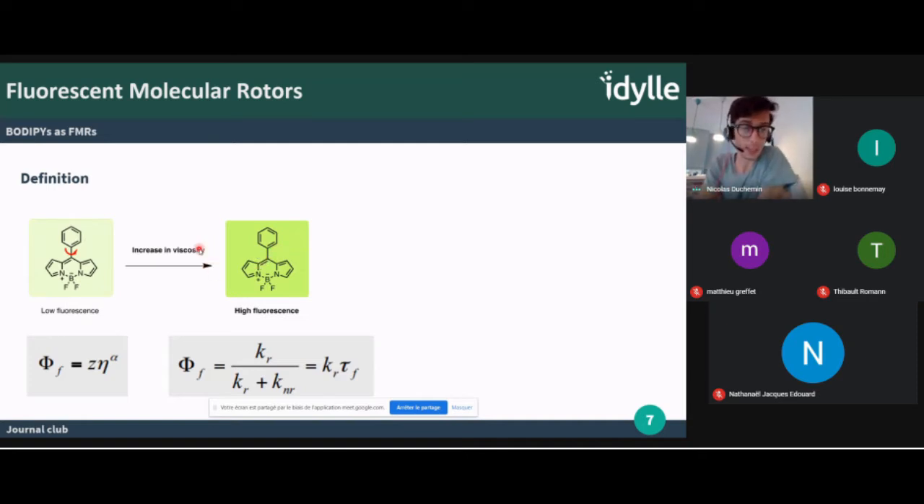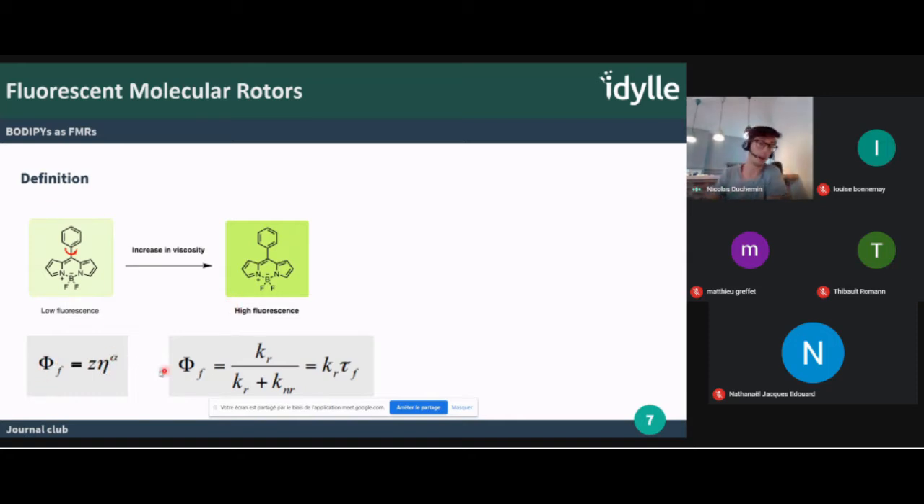In terms of equations, fluorescent molecular rotors should obey a bunch of equations, and especially this one, which is the Förster-Hoffmann equation, which tells us that for an FMR, a fluorescent molecular rotor, the quantum yield of fluorescence should be directly proportional to the viscosity, eta here, raised to a power that is actually a constant.